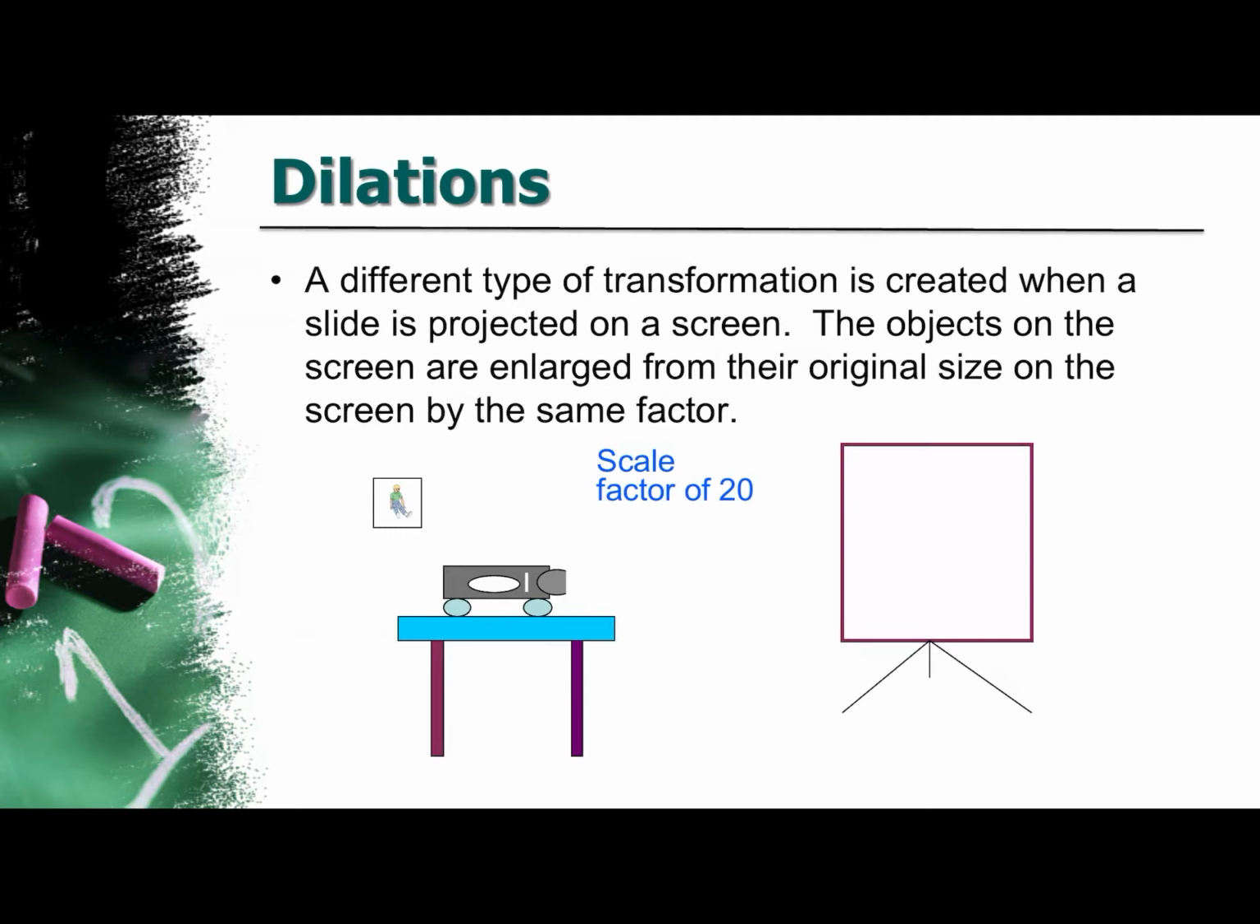The transformations we've talked about so far, the translations, the rotations, and the reflections, are all isometries. And you remember that we talked about the fact that in an isometry, the image and the pre-image are congruent figures. It doesn't change the shape or the size. It just changes the position. In a dilation, the size changes.